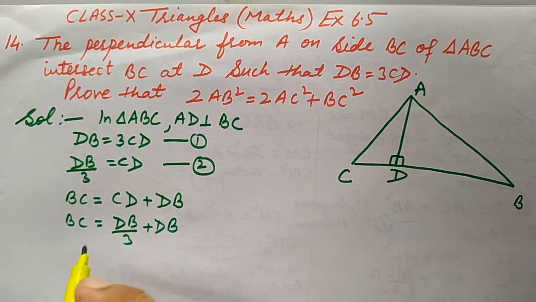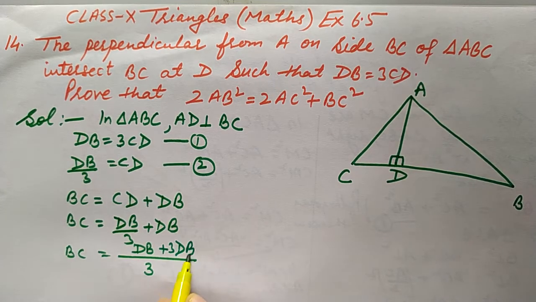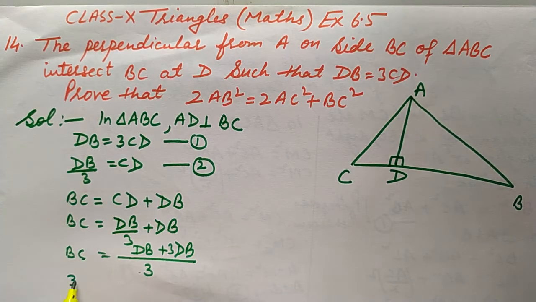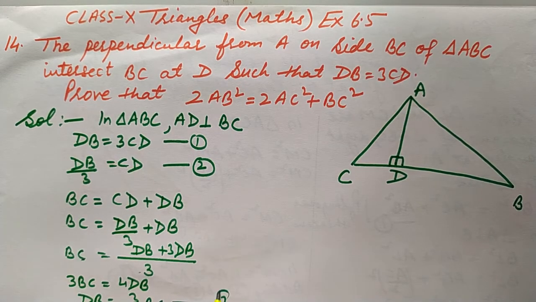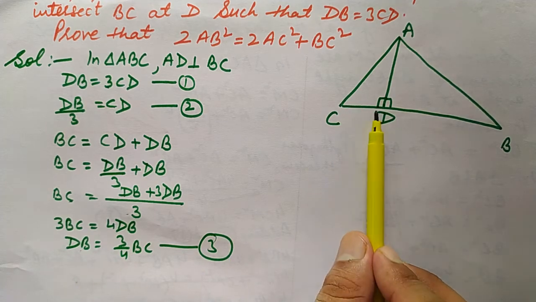So let's see what is the relation between DB and CD. So BC is, if you take LCM 3 here, DB plus 3 DB, right? So 3 will come here, or you can say 3 BC is equal to 4 DB, right? So DB is 3 by 4 BC. So this is our first relation. Now here we have the relation between DB and BC. Now we will have the relation between CD and BC.